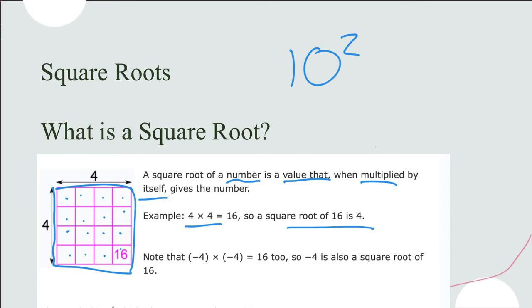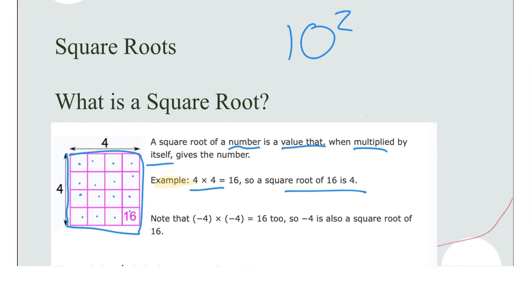So on your notes, this should be what you're filling out, this example right here, okay? That 4 by 4, 4 times 4 is 16, so the square root of 16, though, is 4. So we know it's maybe something squared is, but the root is then just the opposite of that, what creates that number, what times what gives us that number.